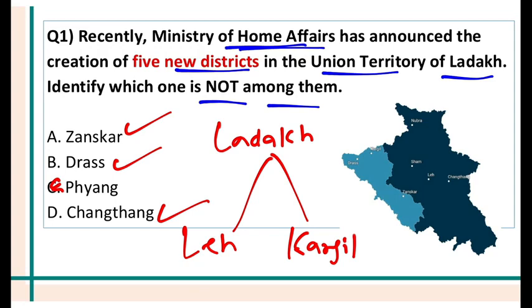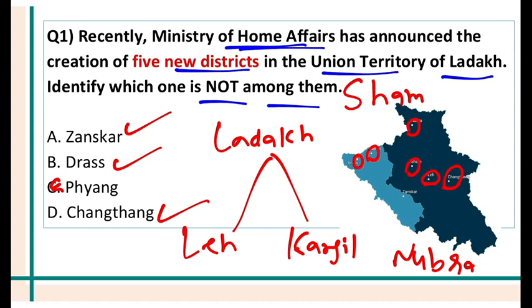Okay? And then we have Nubra, and then we have Sham. So these are the ones. Let me show you where they are. You can see Nubra right here. You must have heard about Nubra Valley. Then this is Changthang. You must have heard about the Changthang Plateau, Changthang Wildlife Sanctuary. This is Leh. This is Sham. This is Kargil. And this is Dras. And this is Zanskar. You must have heard about Zanskar Valley, right? So these are the now 7 districts of Ladakh.